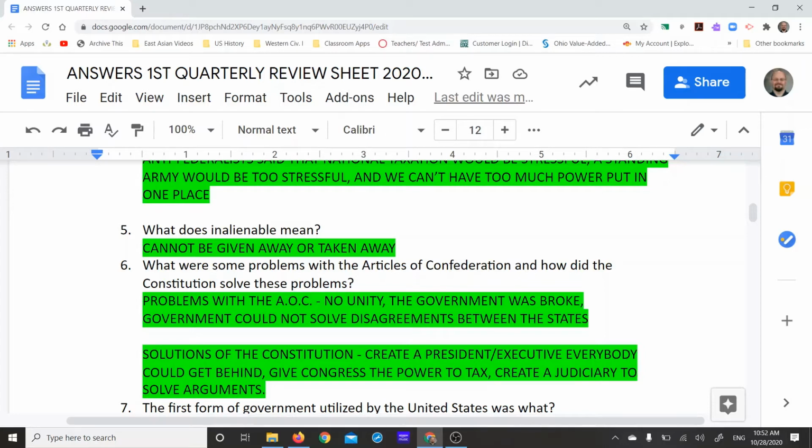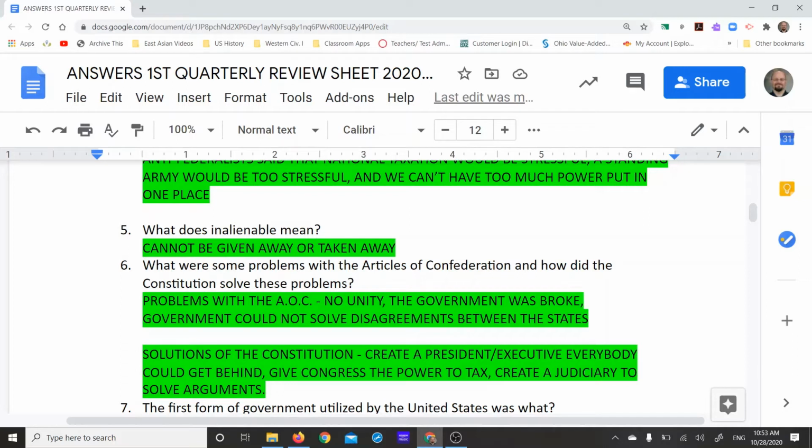So the Constitution was written to solve these issues. Solutions in the Constitution: create a president or an executive everybody could get behind. Then you could be more unified. Give Congress the power to tax. If the country is broke, if the government is broke, give Congress the power to levy and collect taxes, and then you're not relying upon the individual states to loan you money. Create a judiciary to solve arguments.